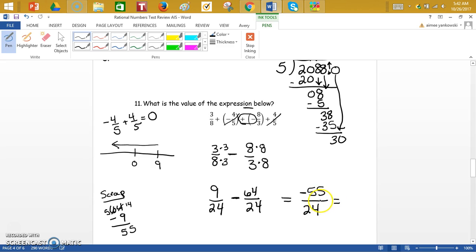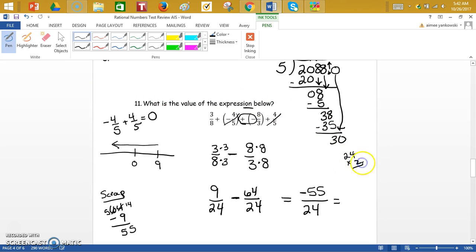Now I have to rewrite this as a mixed number because this is improper. It's definitely going to be greater than 1 because 55 24ths, larger number on top. So I have 24 goes into 55. Well, what's 24 times 2?